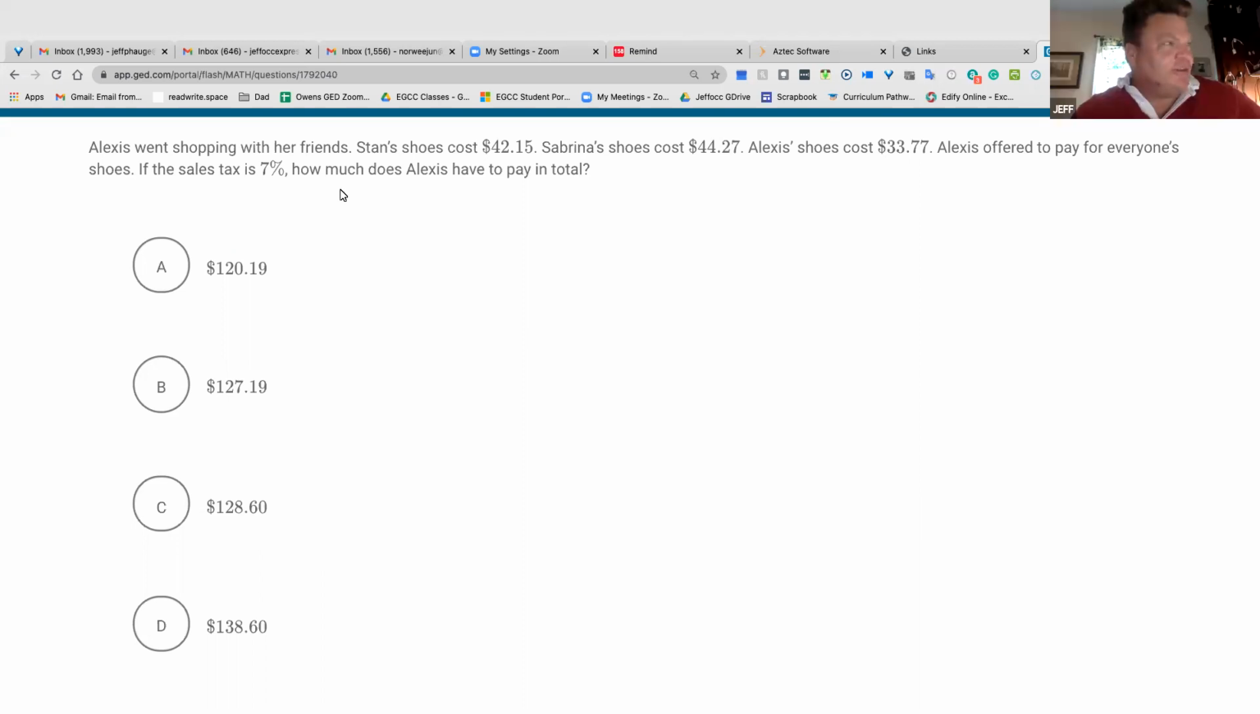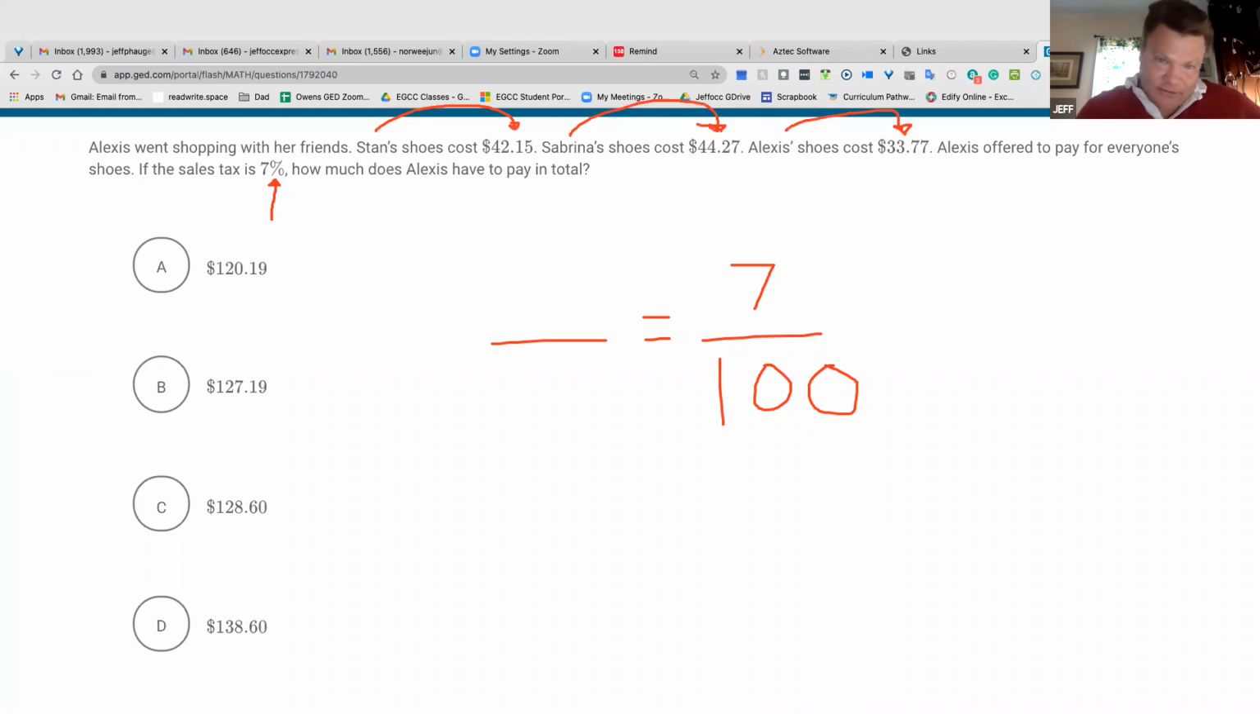So that person is going to buy all these shoes. But we see a percent sign, and we think, okay, we're looking at cross multiplying, so we turn that 7% into 7 over 100. Now we need a full original number, a whole number, and a part number. Well, they're going to give us the whole number, but we got to add all that stuff up. She's going to pay for all those shoes. And we added them together and got 120.19.